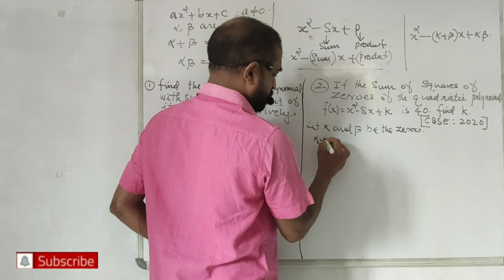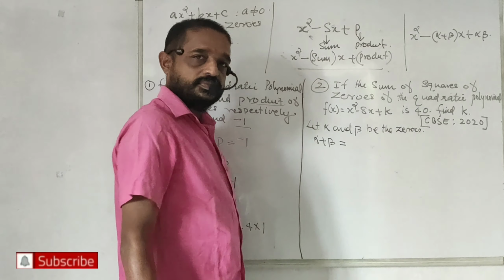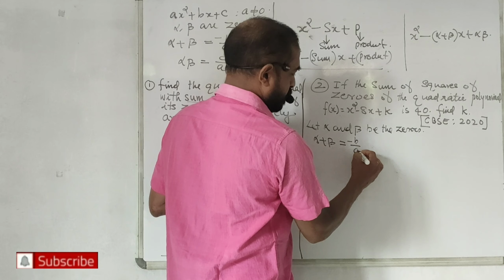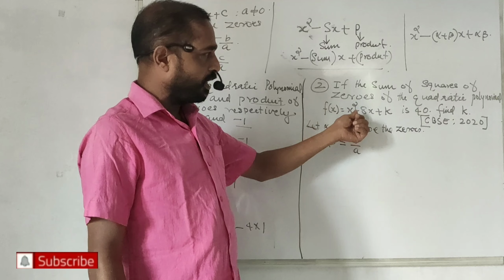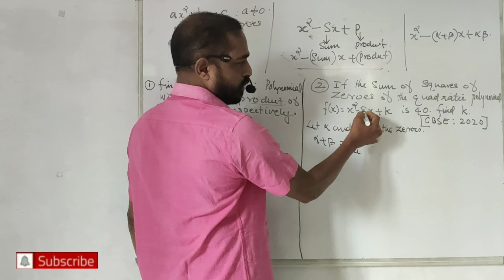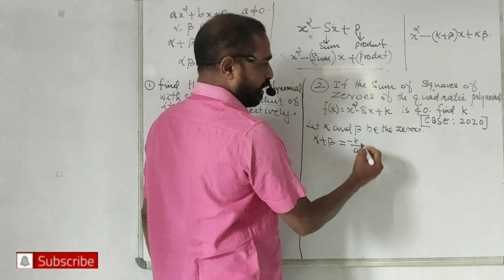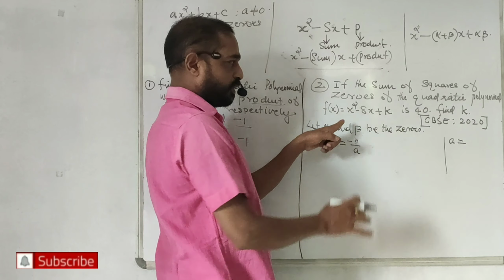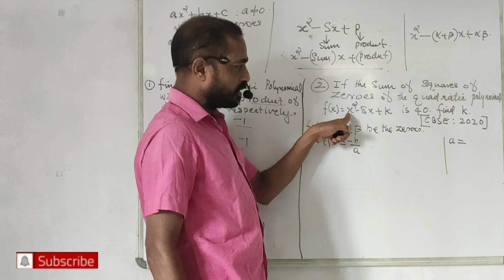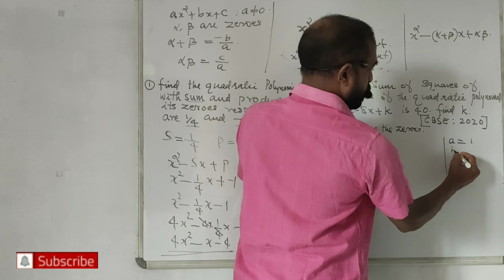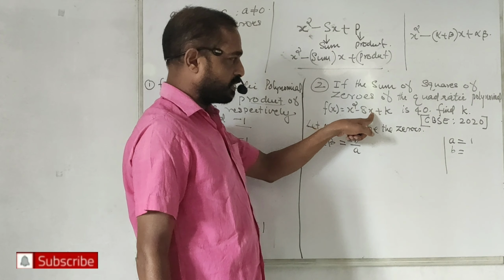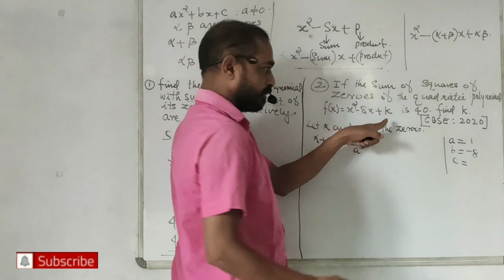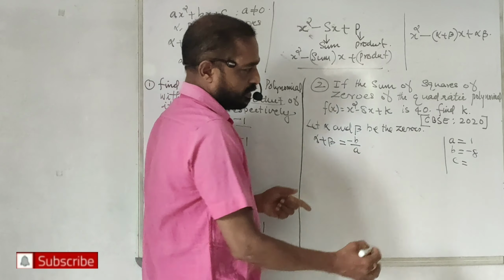So what will be alpha plus beta? Which is minus b by a. So what are the values of a, b and c? See, this is ax square plus bx plus c. So what is a here? A is the coefficient of x square, that means 1x square. Therefore, a is equal to 1. And what is b? b is the coefficient of x, which is minus 8. And what is c? c is the constant term, that is the term independent of x. c is equal to k.